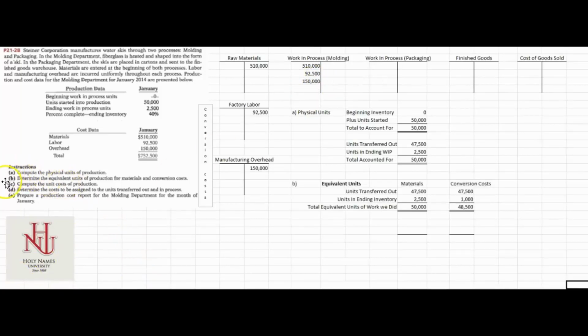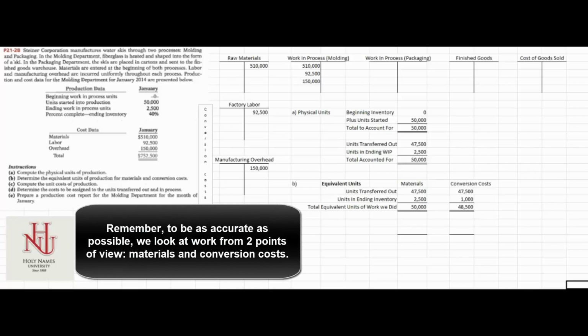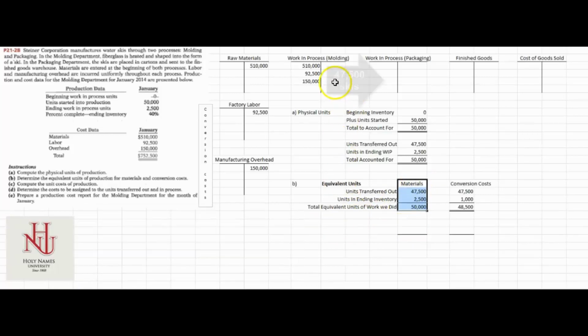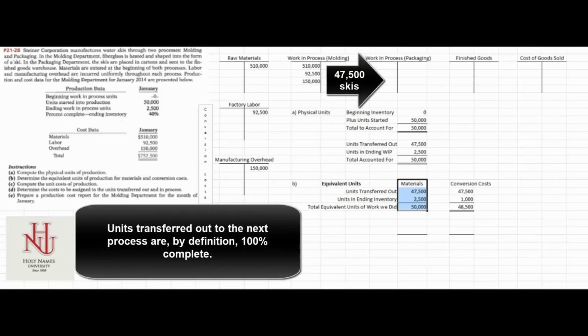The next part asks us to determine the equivalent units of production for materials and conversion costs. This is where it gets a little complicated, but it's really not that hard. Let's look at it from the point of view of materials first. Well, we know that 47,500 units went out. Well, we can't move them on to the next process until they're complete. So we know that those 47,500 units are 100% complete.